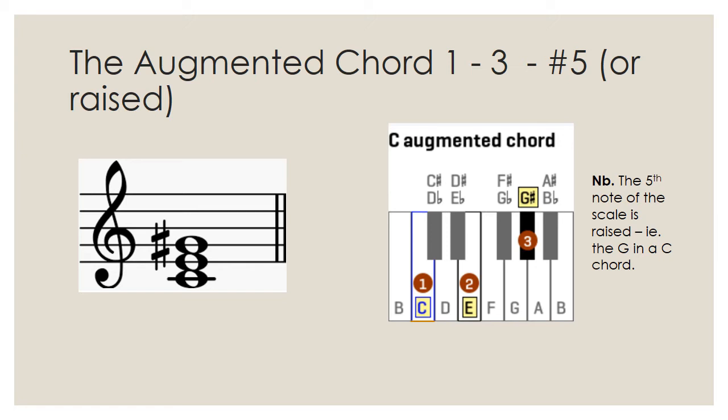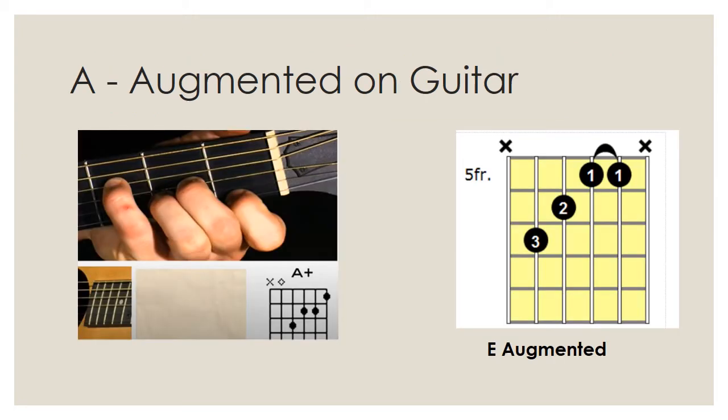Now on the guitar, an augmented chord is often played in, for example, a blues. Here's the 5th fret version, and it's a good chord to use when you come to a turnaround in the blues.